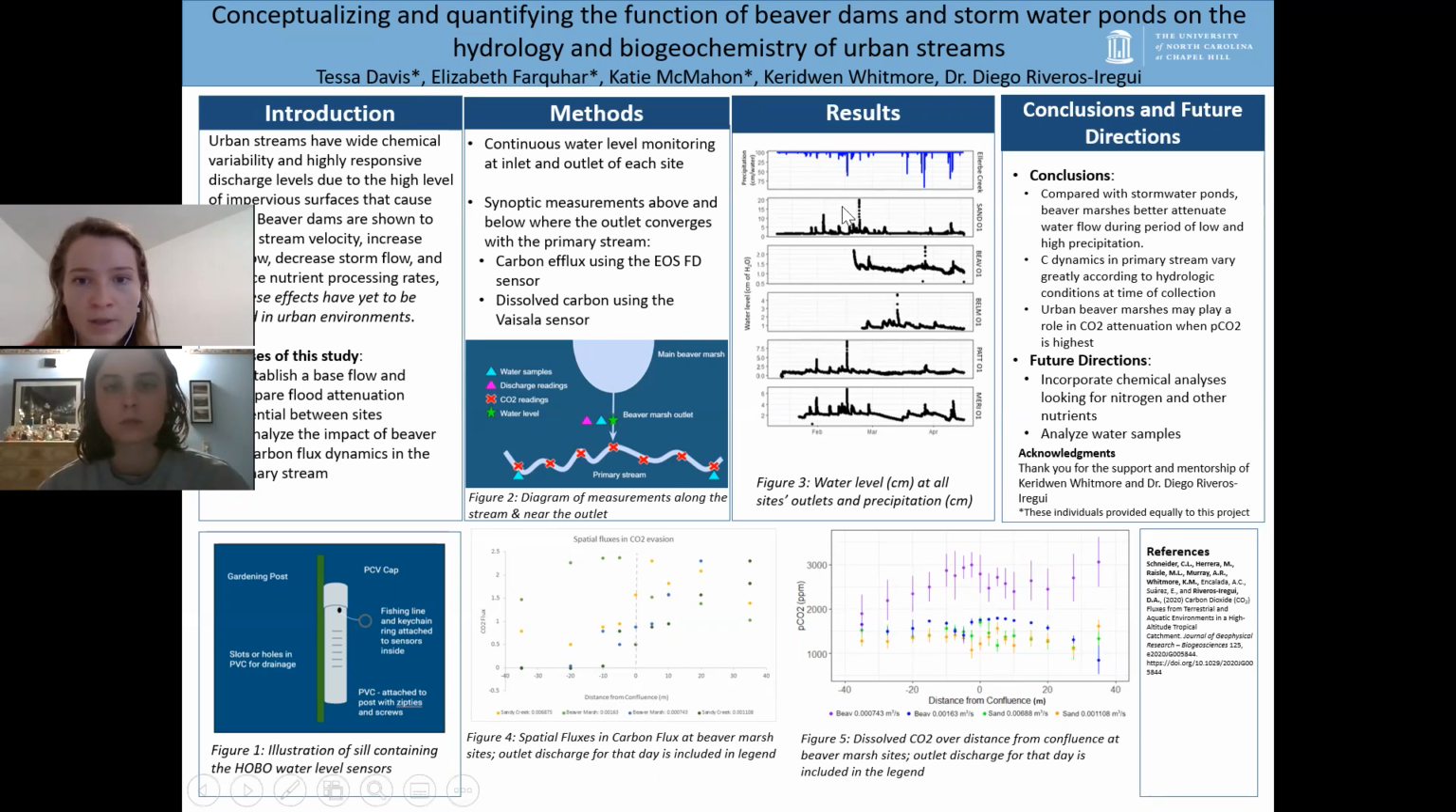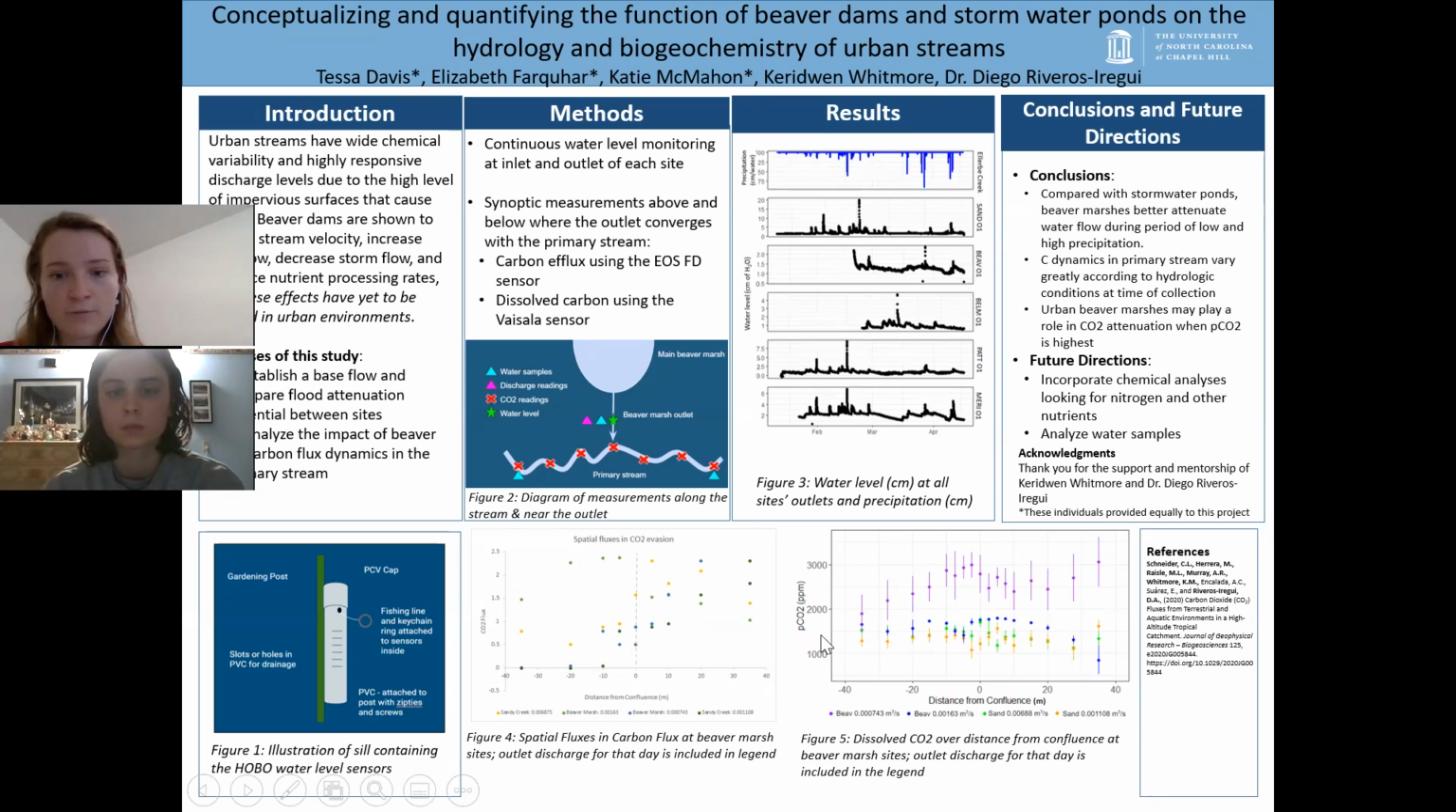The results from these are plotted here. Figure 3 is the water level, and the top graph here is precipitation, so you can compare the two. These feature all of our sites, including bioretention ponds, but the first two are just beaver ponds. So that's kind of what we focused on for this presentation.